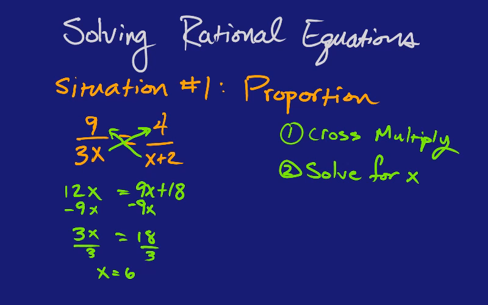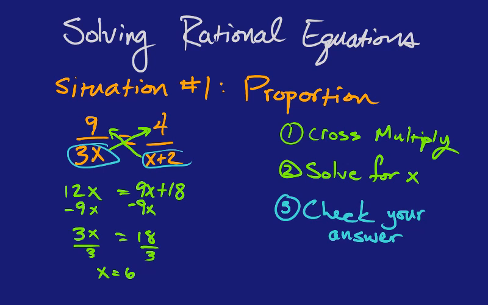Now in rational equations, no matter what kind of situation we're in, what you need to do is check for extraneous solutions. So you need to check your answer. Maybe you're wondering what I mean by that. In math, you're not allowed to divide by 0. So when you look at the denominators, if your x value were to make the denominator equal 0, then you wouldn't be able to use that as a solution, because one of the rules of mathematics is you're not allowed to divide by 0. It just doesn't make sense.